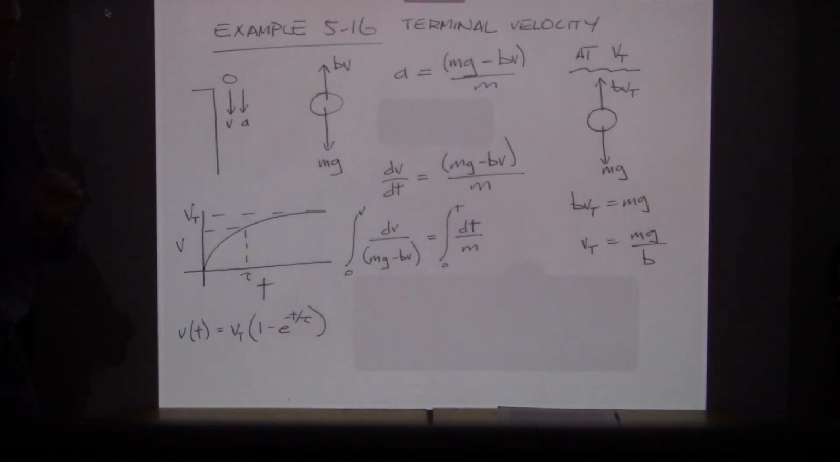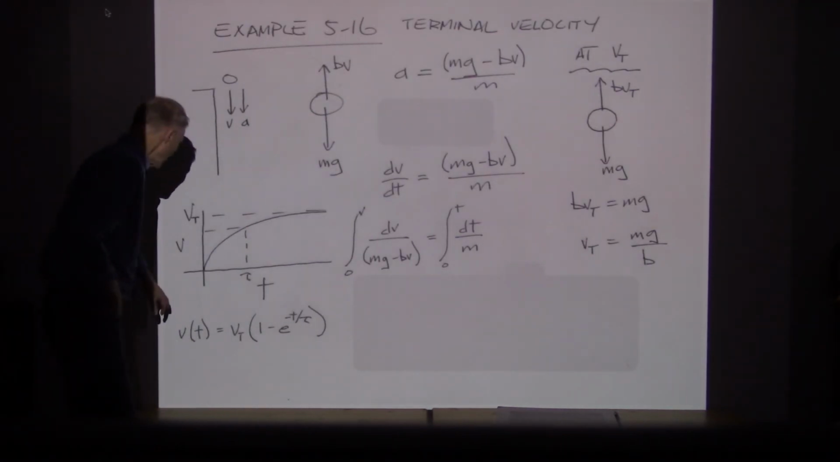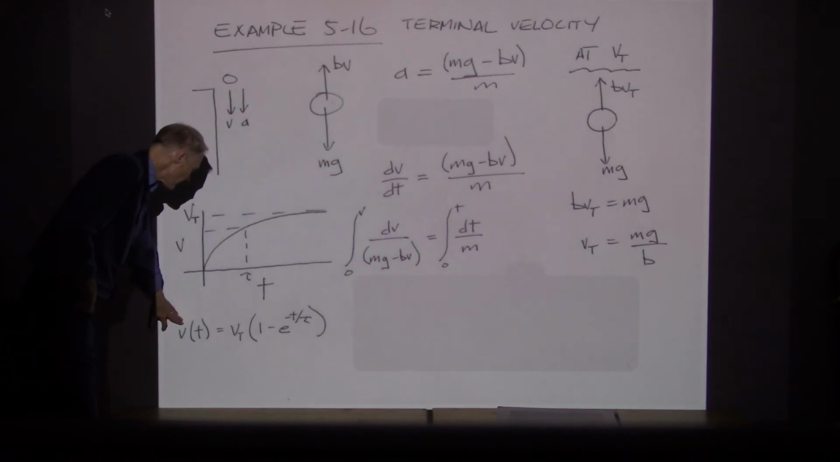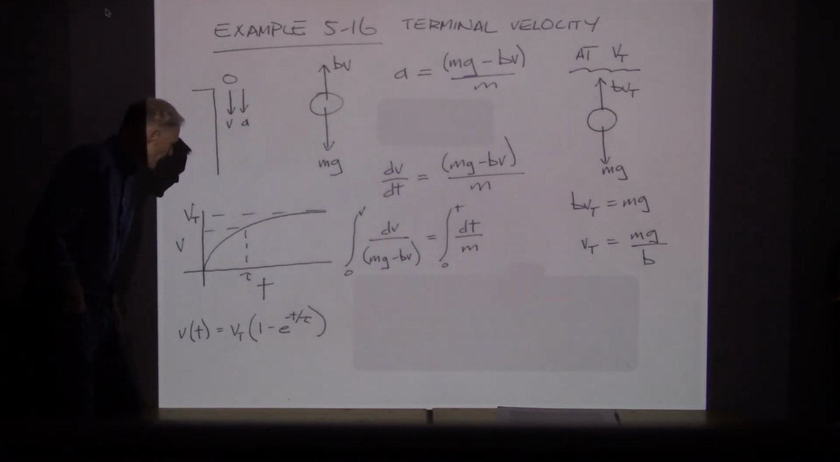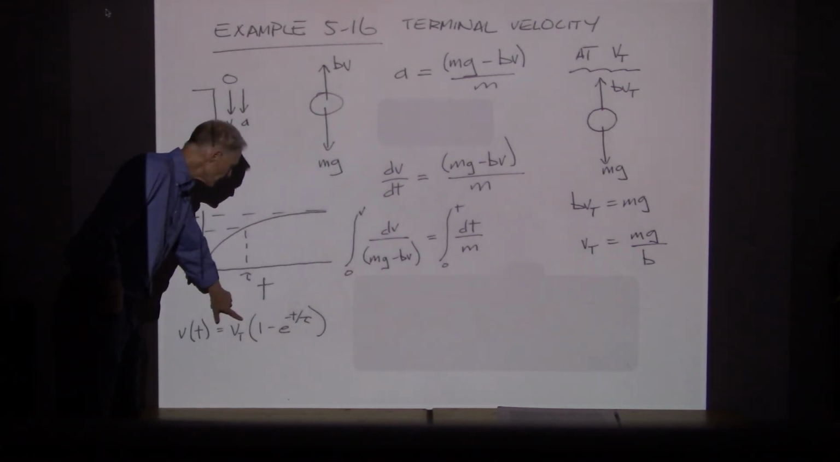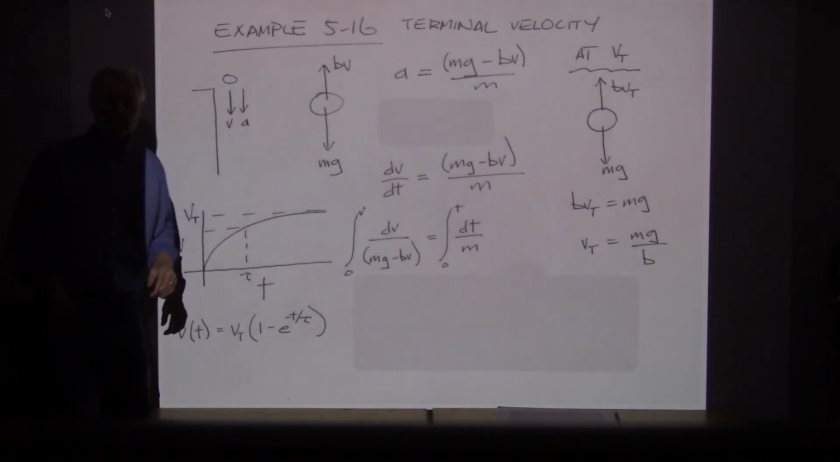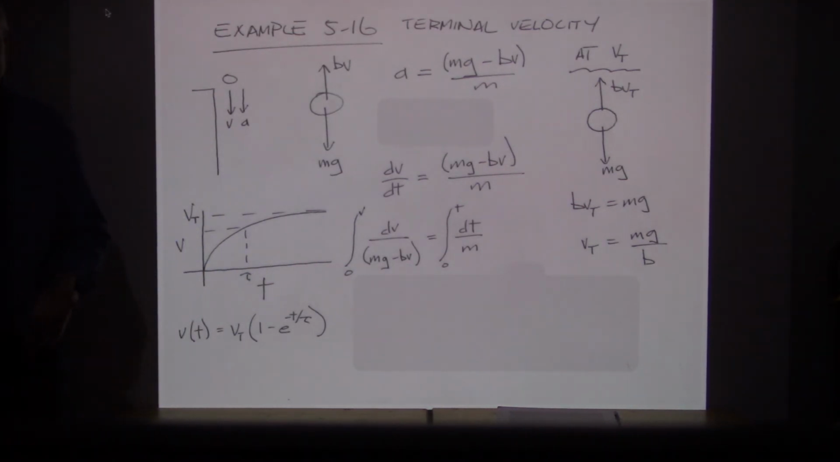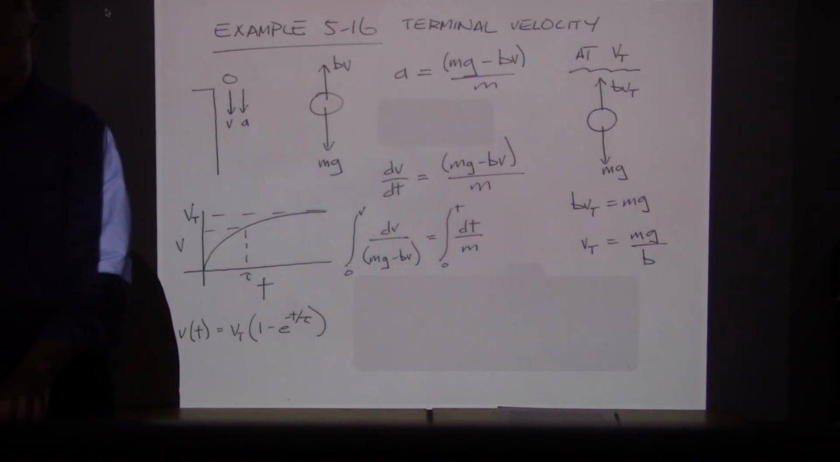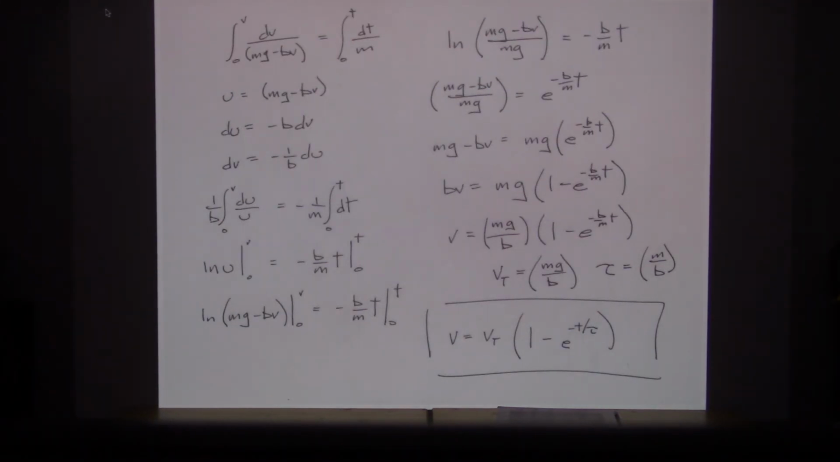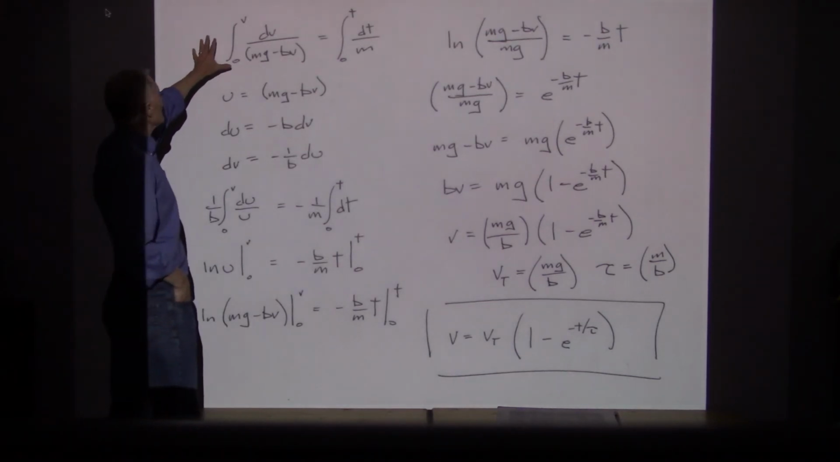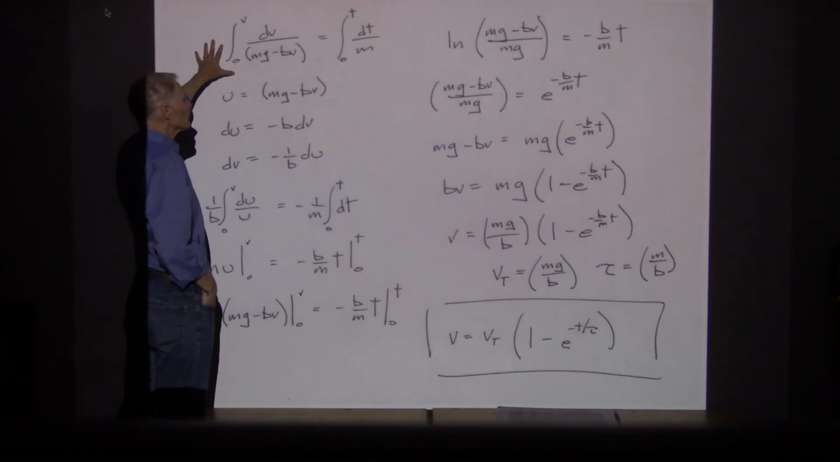We're going to see the details here. We're going to end up with a formula that says v as a function of time is given by terminal velocity times 1 minus e to the minus t over a time constant, which I'm writing as tau. So let's take a look at the details. I think we're at about time right now. Let me take just a couple minutes. For those interested, what we had was a formula that looked like this.